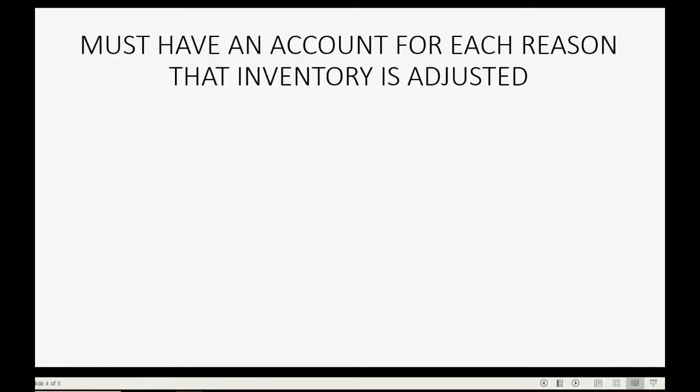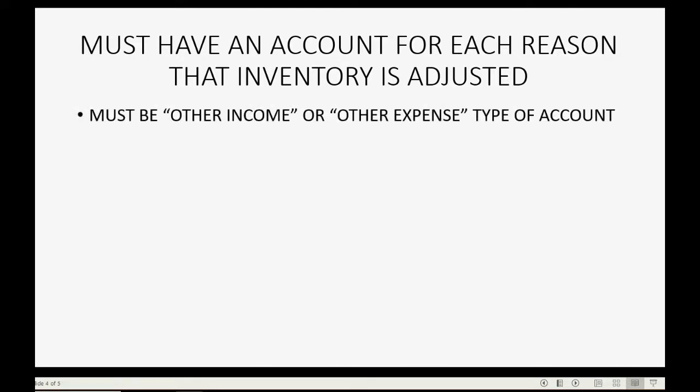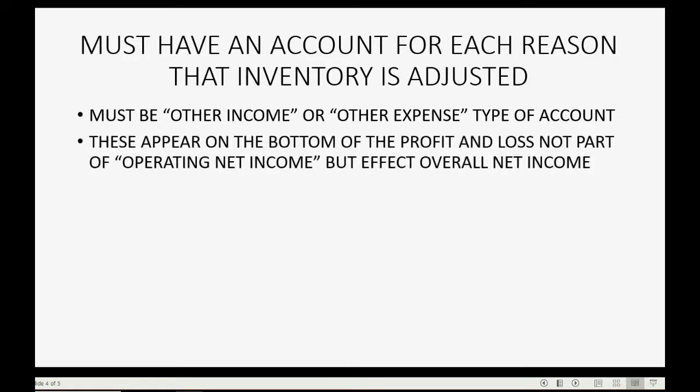You must have an account in the chart of accounts for each reason that inventory is adjusted. The account that you use to make the adjustment is not normal income or normal expense. You must put them as type other income or other expense. These items appear at the bottom of the profit and loss, and they're not part of your normal operating income, but of course they will affect your overall net income.